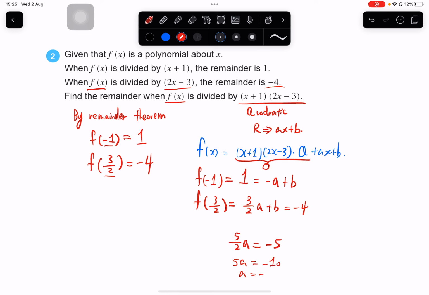A is minus 2. Now, knowing that a is minus 2, it means that b is equal to minus 1, right? So it means that the remainder will be equal to minus 2x take away 1. And that's the answer to this question, okay?